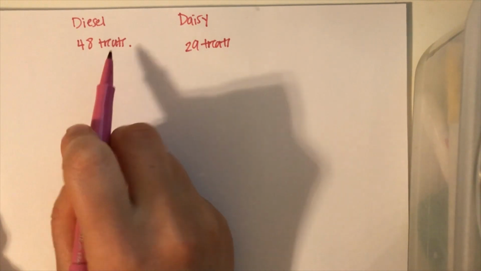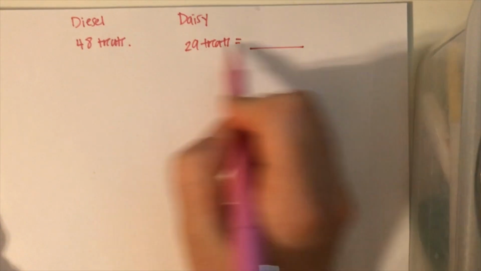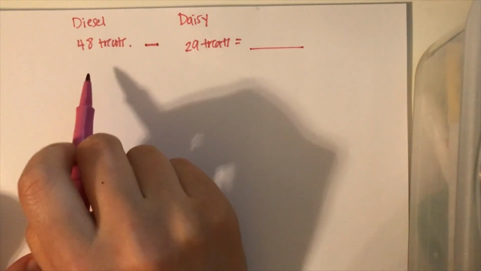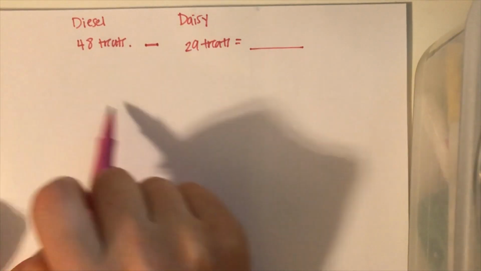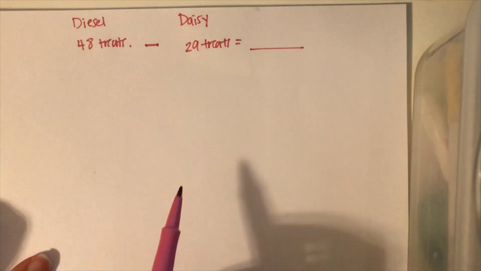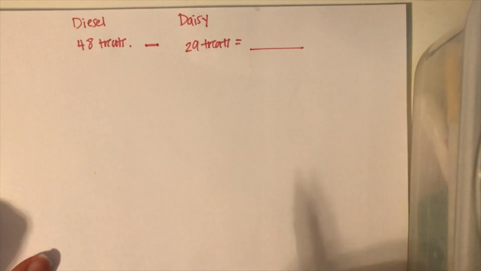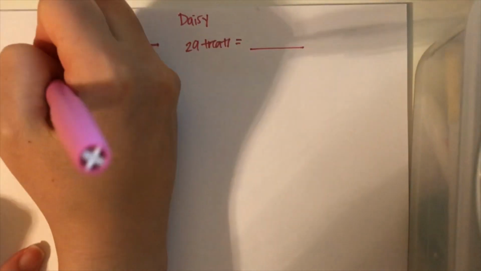So they want to know how many more Diesel had than Daisy. So if you're going to try to figure that out, you need to find out the difference. And that also means that it's an answer to a subtraction problem. They're not asking you how many they had altogether. They're not asking you who had more. They want to know how many more did he have than her. So the first thing we're going to do is a drawing method.